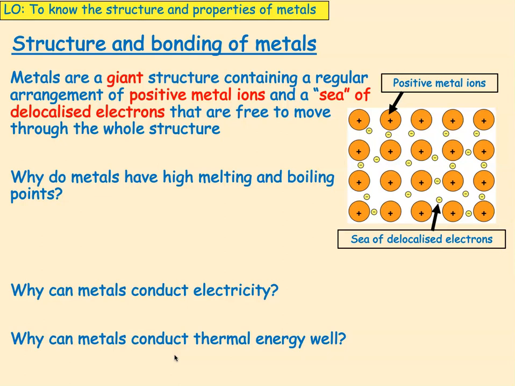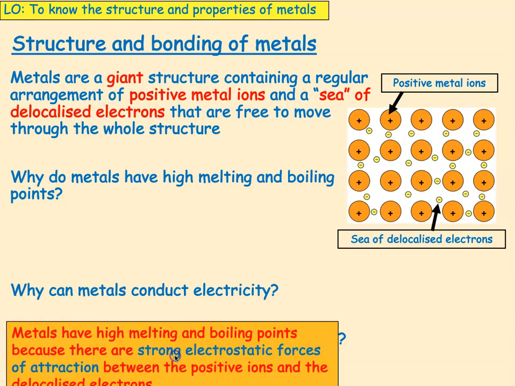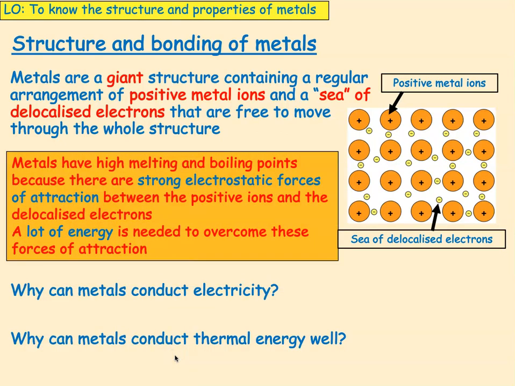Okay, so they have high melting and boiling points because they have strong electrostatic forces of attraction. Those forces of attraction are between the positive ions and the delocalized electrons. And because there's so many of those strong electrostatic forces of attraction, because it's a giant structure, a lot of energy is needed to overcome the forces of attraction.